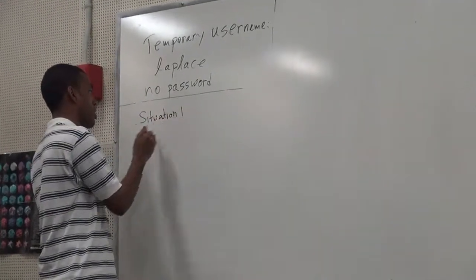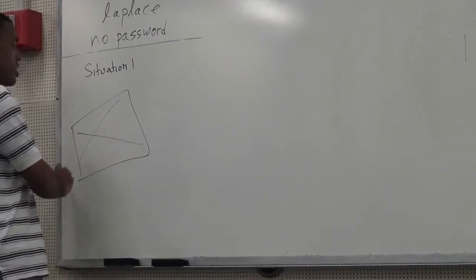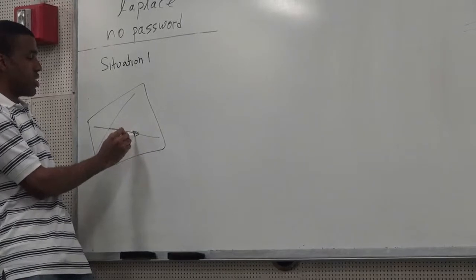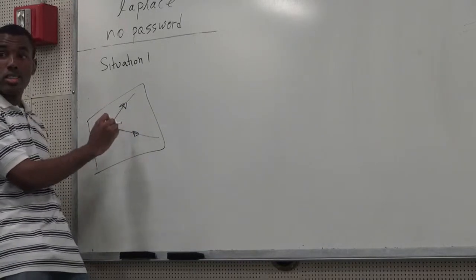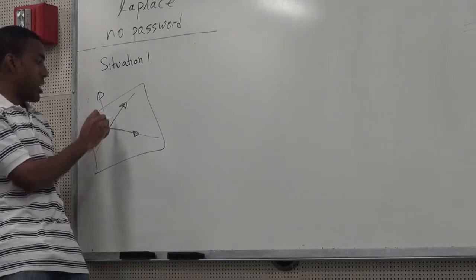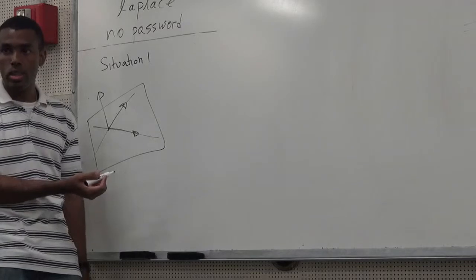Situation one, where you have a plane and you have two lines in the plane, but they're not parallel. In that case, you can take the direction vectors for each of the lines, cross product them to get the normal, and then take a point on any one of the lines to get the point that you need.